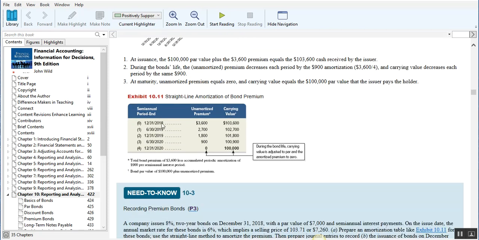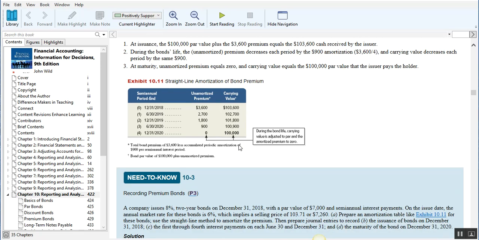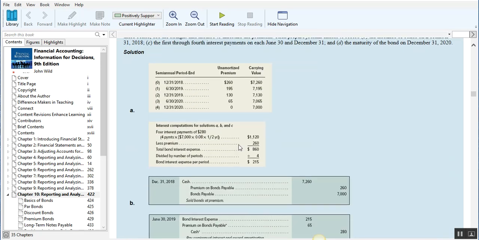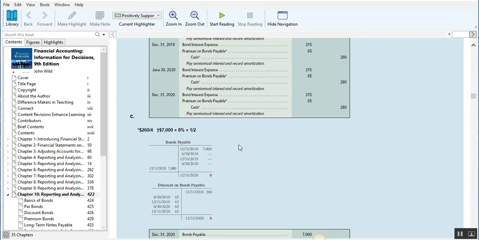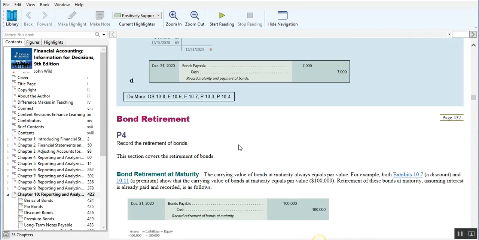and show you how that premium is amortized. And just like the discount, it's going to work the same way, except in the opposite direction. Instead of the carrying value increasing, the carrying value is going to decrease. So we begin with $3,600 in premium, $103,600 as the carrying value, but each year we're going to take $900 off of this. And you'll see the decline in both the premium and the carrying value until you arrive at the actual face value for the carrying value. Again, there's another problem here to show you how it works. We'll go through that later.